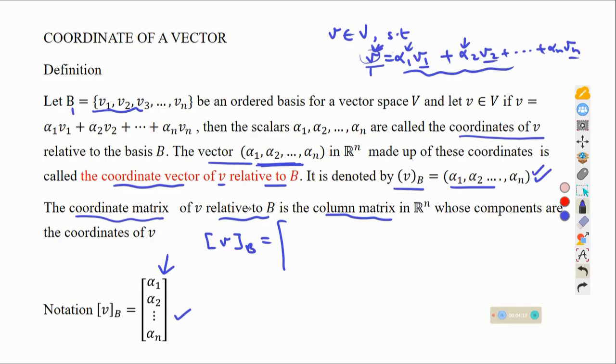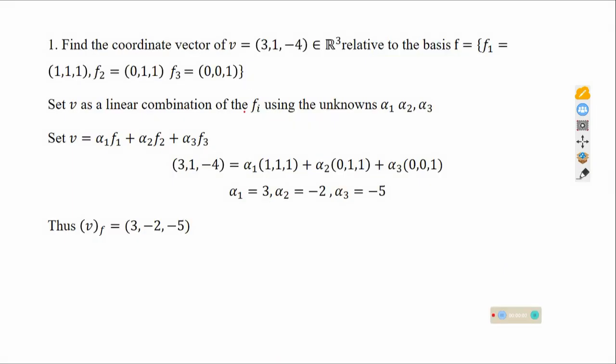We shall look at the examples, but this is similar to what we have been doing, because we know how to express a vector as a linear combination of other vectors. But in this case, we shall be considering the vectors in what we call an ordered basis. So let us look at some examples. Let us look at example number 1. We need to find the coordinate vector of this v, which is from R3, relative to this basis.